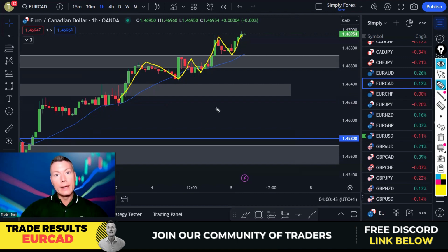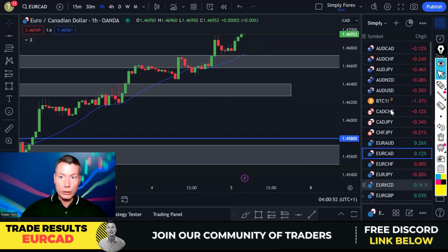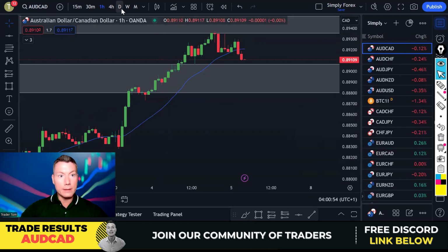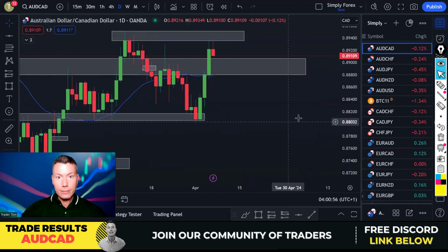Excuse my drawing. It hasn't broken down, but I'll be interested in this level. If price does this, I'm interested. And the other one was Aussie dollar, Canadian dollar. I was interested in the level because we were getting into this grey zone, but we just never had a setup.